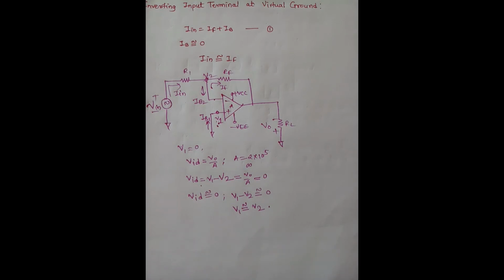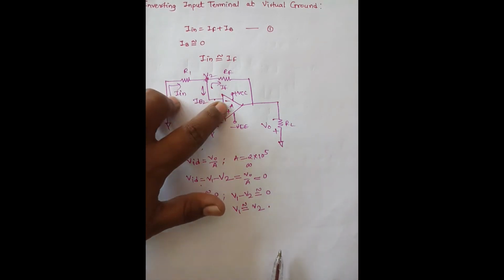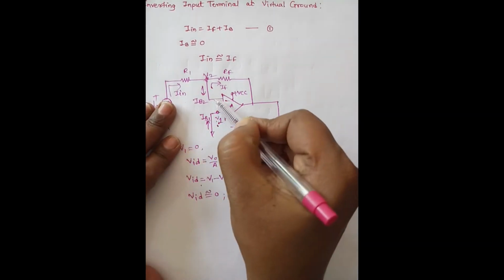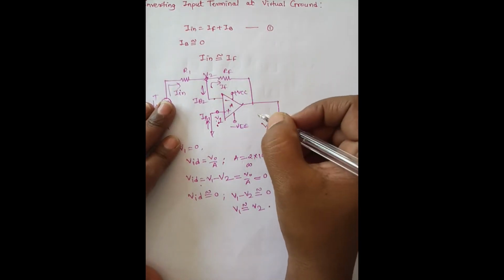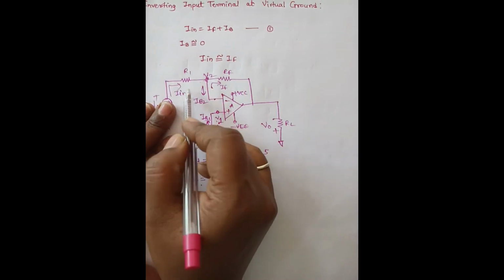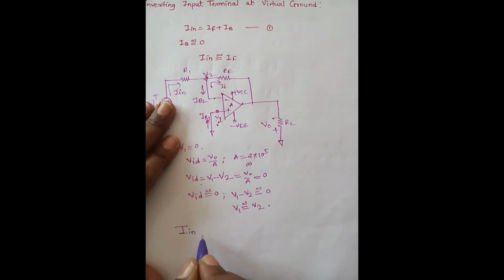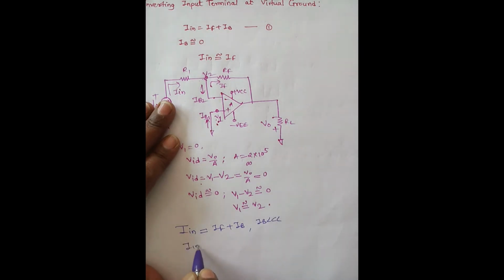Current is again equal to 0 here because IB is flowing through the input resistance and RI is high, so current flowing into the input terminal is minimum. Okay, so we consider this input terminal to be at virtual ground. It means that V1 is equal to 0, and V2 is also equal to 0. What is our first equation? By KCL, we have written the equation for input current, IN is equal to IF plus IB. But IB is very small and negligible, so IN is approximately equal to IF.